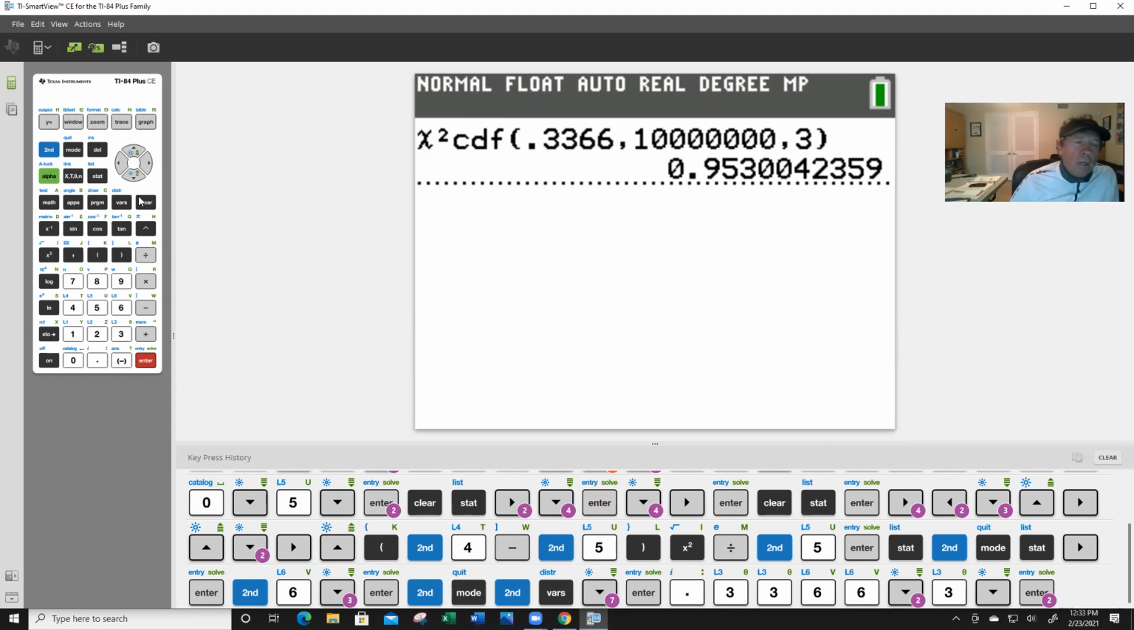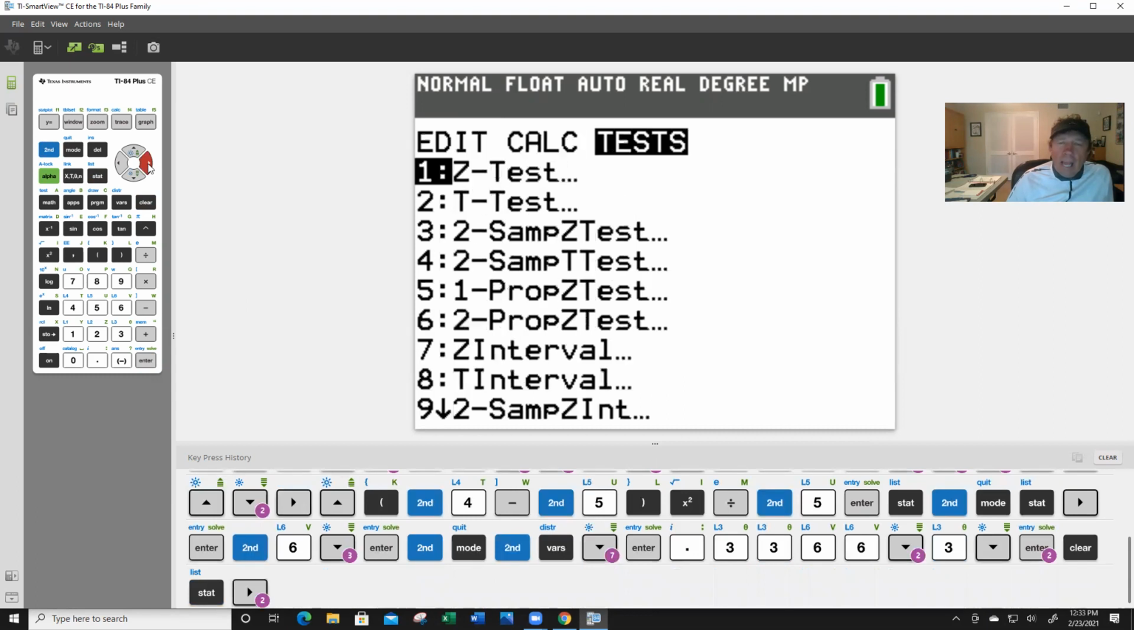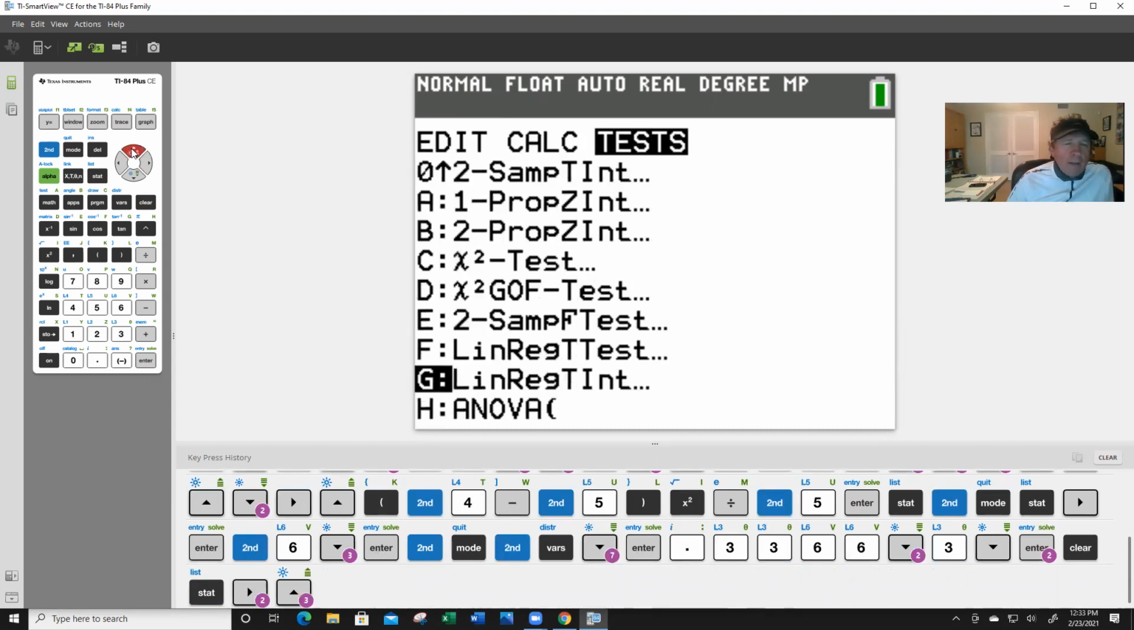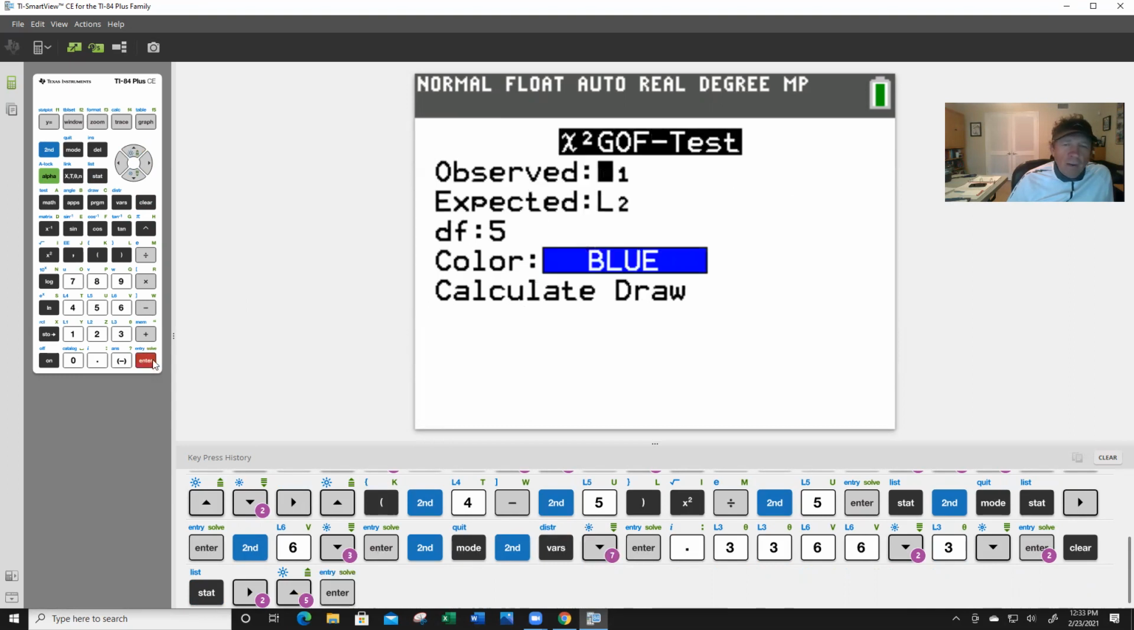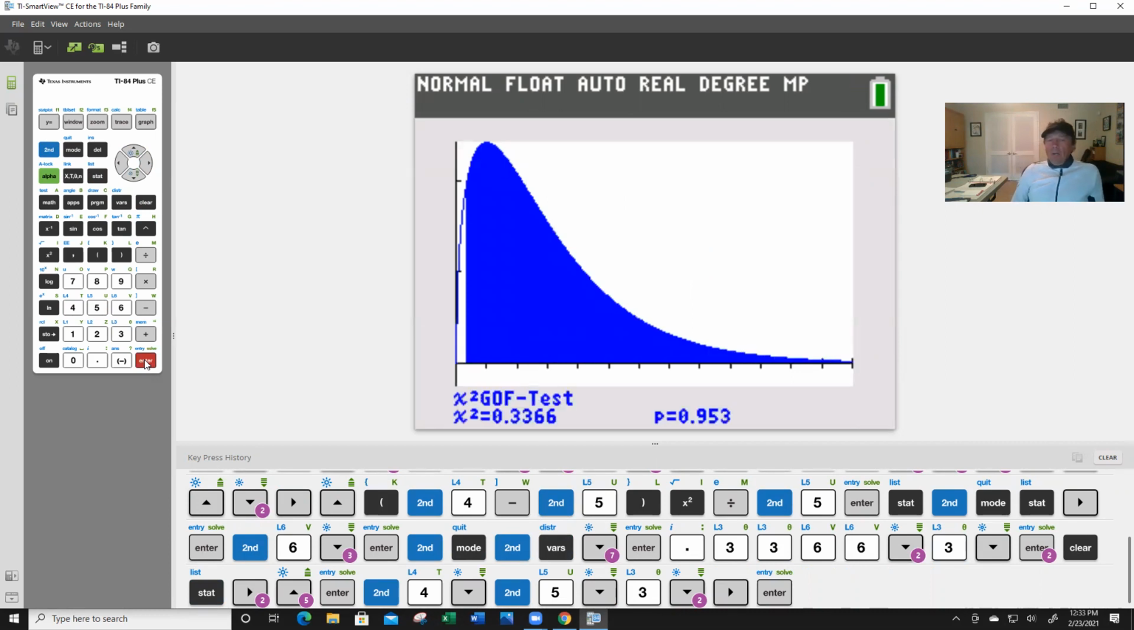Now, is there a quicker way to do this? Of course there is, all right? So you could go stat, tests, and most calculators have the goodness of fit tests. So go GOF, and then L4 was observed and L5 was expected. My degrees of freedom was 3. Okay. Look at that. Pretty cool, huh? So nice. There it is. There's a 95% chance I would get this data by chance, even if H0 is true. So we have a fail to reject all the way.